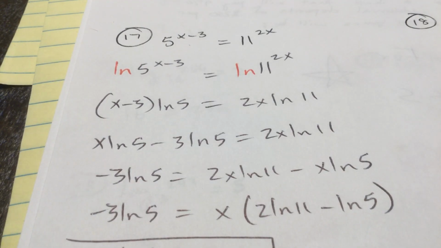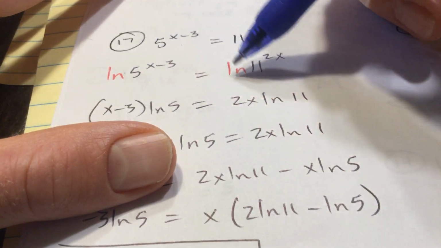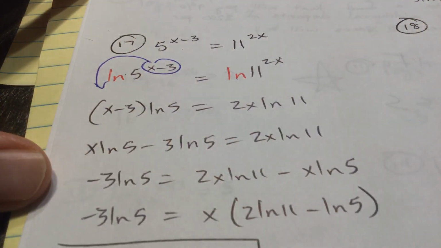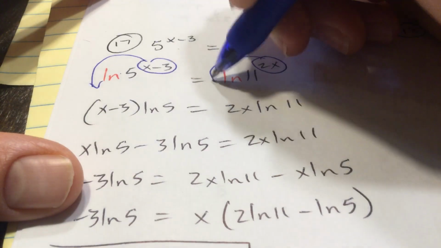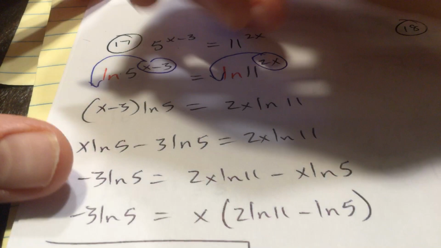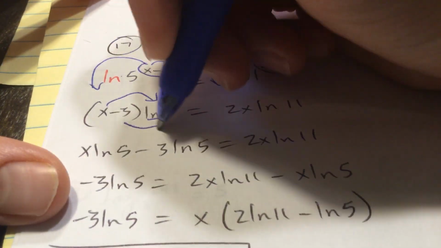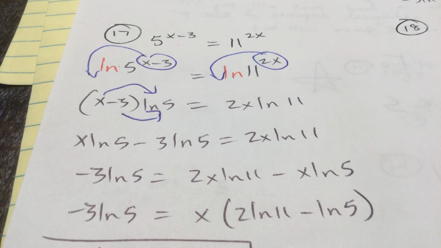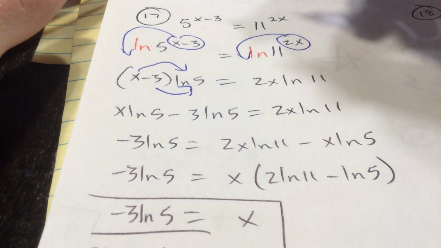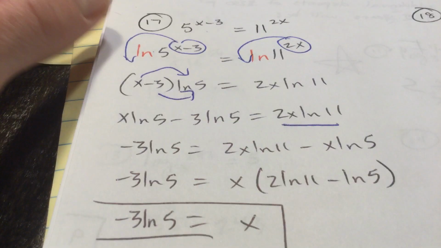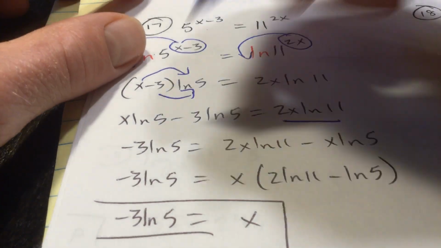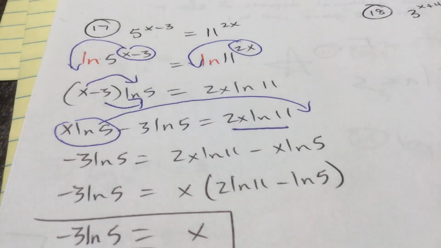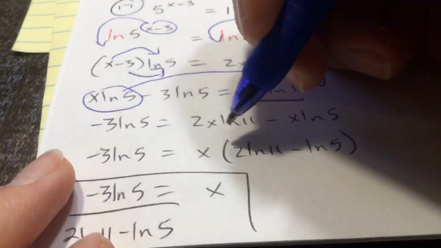Number 17. Attach natural log to both sides. X minus 3 comes on down. 2x comes on down. Power property. X natural log 5 minus 3 natural log 5 is equal to 2x natural log 11. So, on the right side, I have a term that has x. That means I'm going to move this term over to the right side. It was positive on the left. It's going to be negative on the right. I'm going to factor out the x that they have in common.